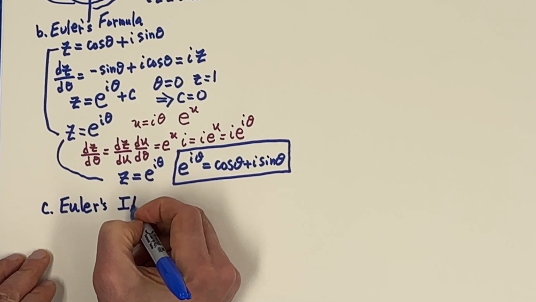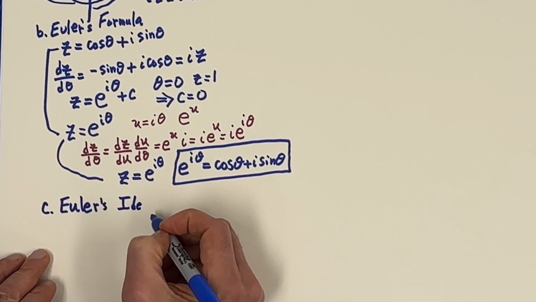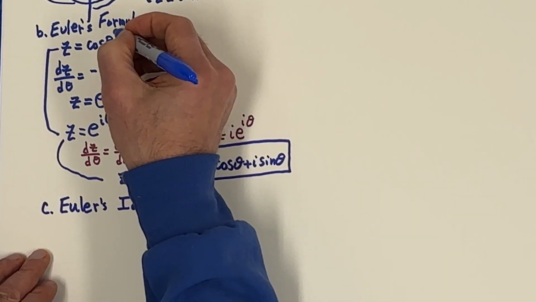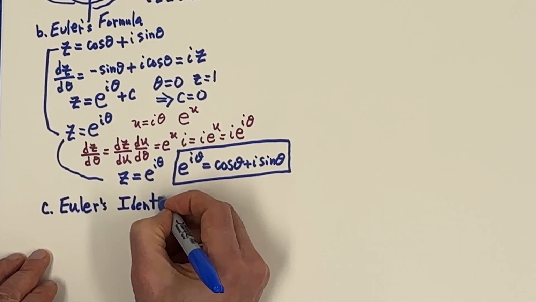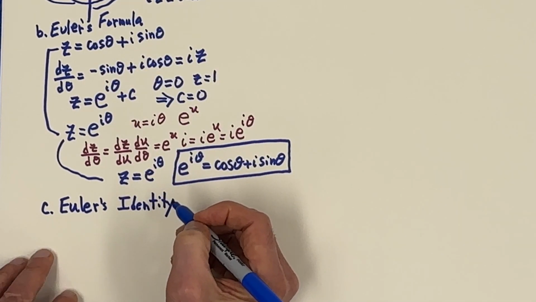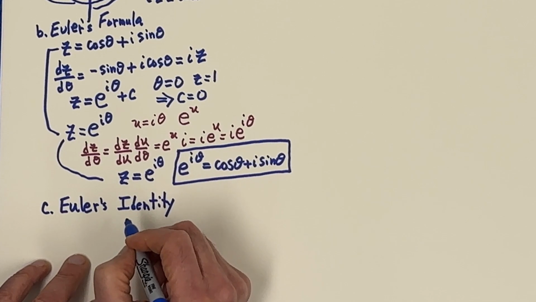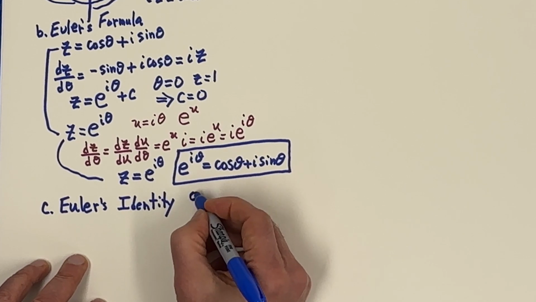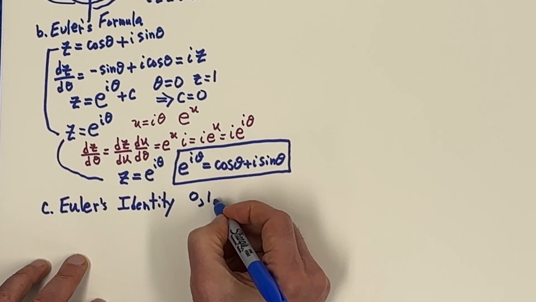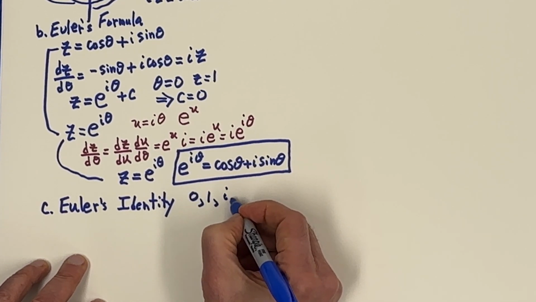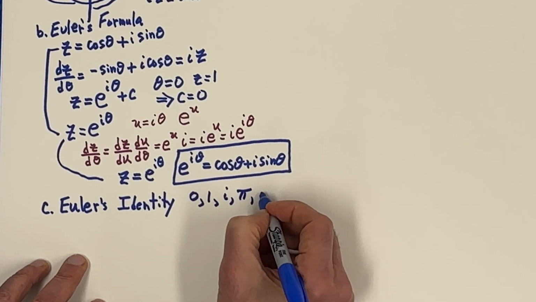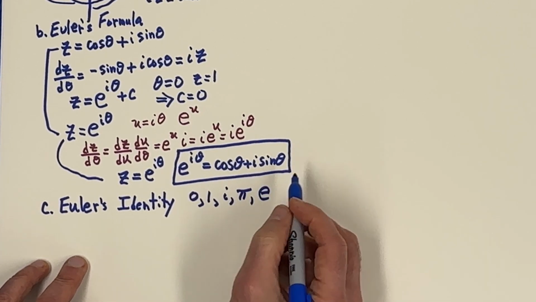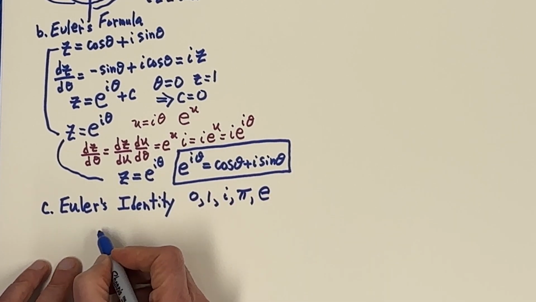Let's go here to look at Euler's identity. This is referred to as Euler's formula. Euler's identity is a magical equation that relates 5 very, very important numbers in mathematics. 0, 1, i, pi, and e. So the secret here is to put in pi for theta.